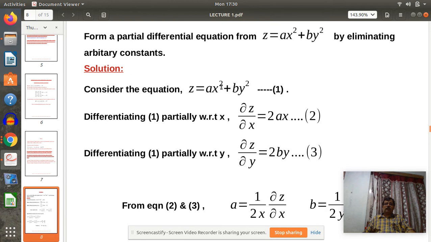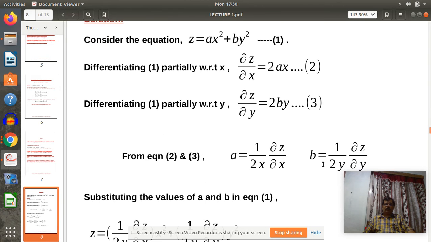So consider the equation z equal to ax square plus by square as 1, and differentiate 1 partially with respect to x. What happens? Dou z by dou x equal to 2ax, as y is independent of x, the derivative of that term is 0. Similarly, differentiating 1 partially with respect to y, we get dou z by dou y equal to 2by. So we get equations 2 and 3. Now from these two equations, we can find a and b: a equal to 1 by 2x into dou z by dou x, and b equal to 1 by 2y into dou z by dou y.